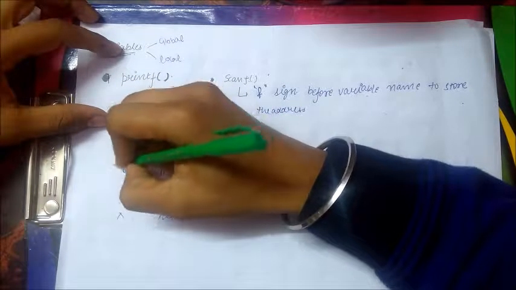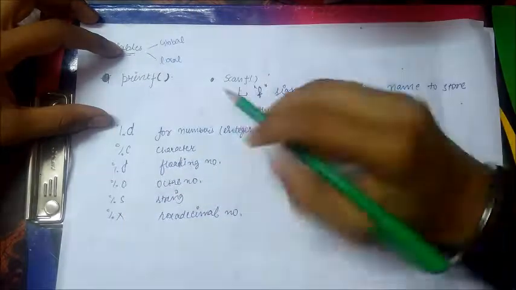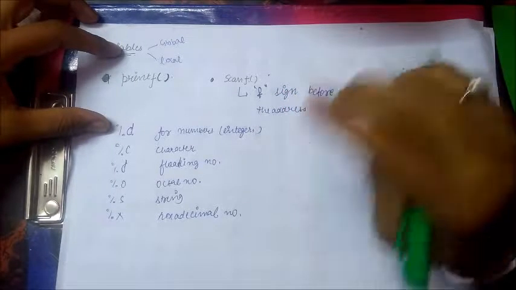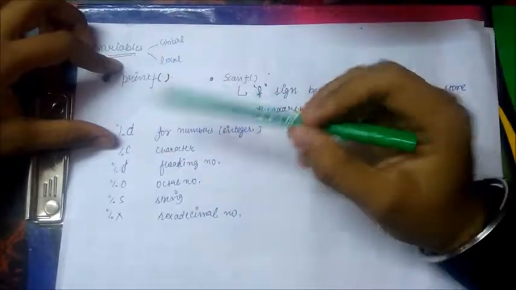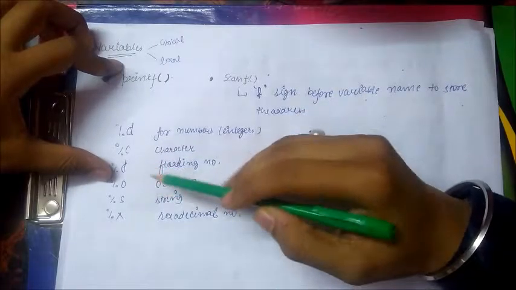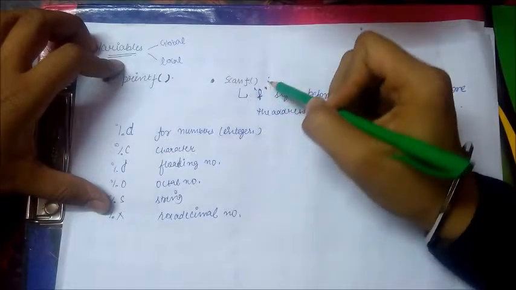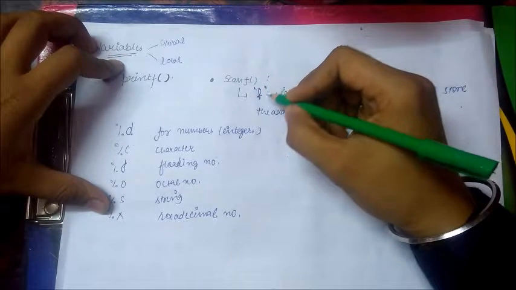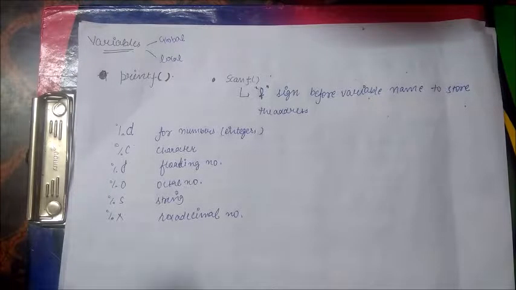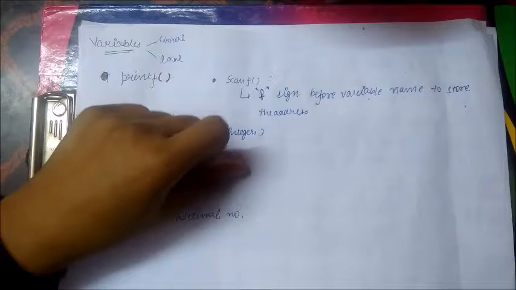In scanf we use %d, %c, %f, %o, %s, %x. %d is for integers, if the value to be input is an integer. If the value is a character, then %c. If it's a float number, then %f. If it is an octal number, then %o. If it is a string, then %s. For a hexadecimal number, then %x. In scanf, while giving a value, we add the & sign before the variable name so that the value is stored at the address for further programming.